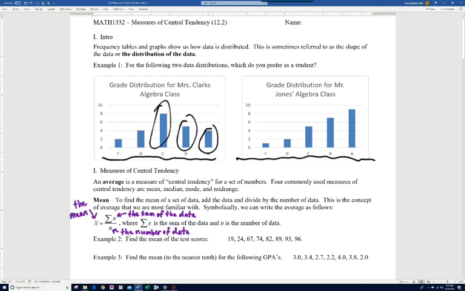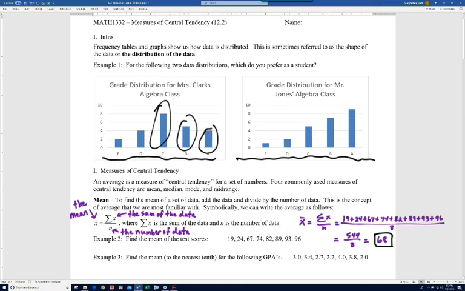All right, so if you look at number 2, X bar is equal to the sum of the data divided by how many pieces of data there are. And so if you add them up and you divide by 8, since there's 8 of them there, you get 544 over 8, which simplifies to 68.